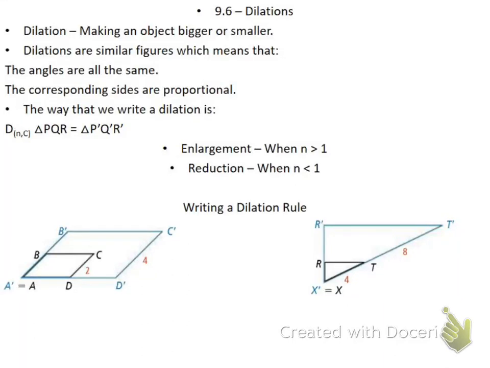Okay, so today we are doing our last transformation, which is going to be our dilations. So up at the top, if you could just underline, dilation is making an object bigger or smaller. So just a note off to the side, this is going to be our only transformation that is not rigid motion.